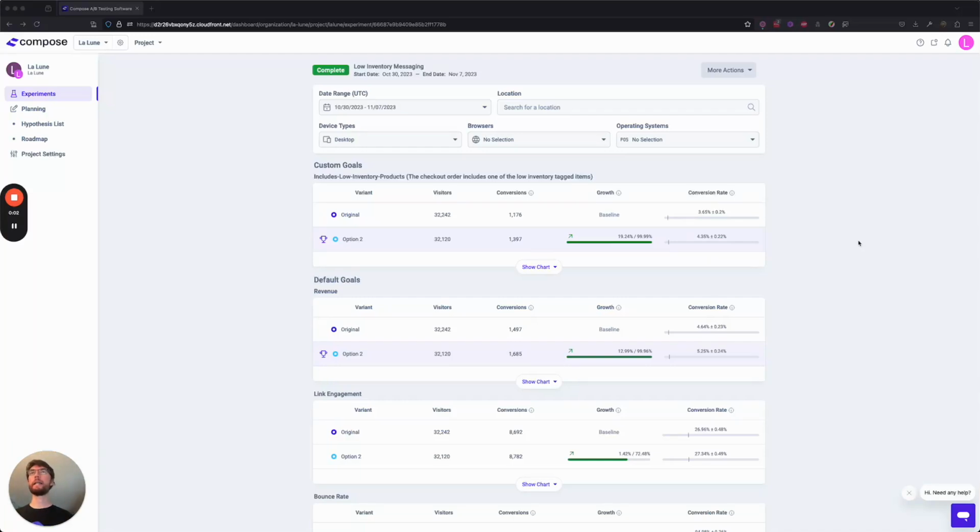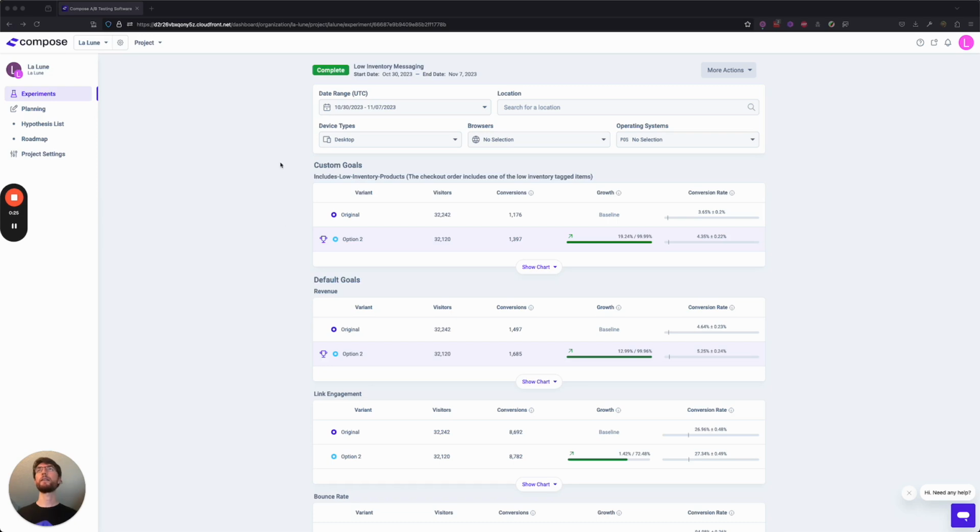Hey everyone, today I'm going to walk through the reports page, and for this we're going to be looking at this low inventory messaging test. You can see here on the reports page this test is complete. We've finished this test as it's hit statistical significance in our primary goals that we're looking at for this.